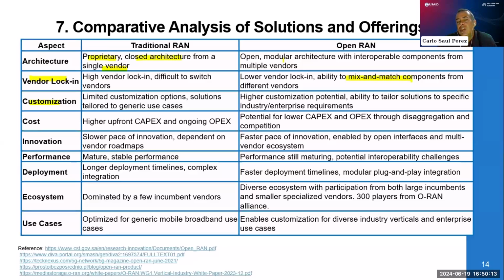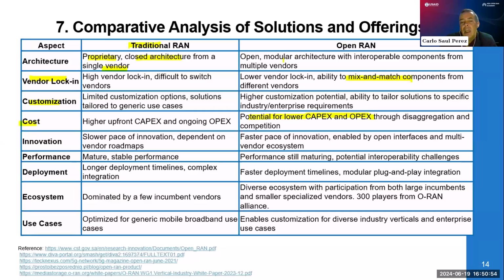This is not just having player one provide the whole solution. The interesting thing about this level of customization is that we can have new players, for example this Cohere provider putting this software in our RAN and providing new solutions that were not possible before. On cost, the traditional RAN has higher CapEx and ongoing OpEx. With Open RAN there is potential for lower CapEx and OpEx because we are working with this disaggregation and this competition.